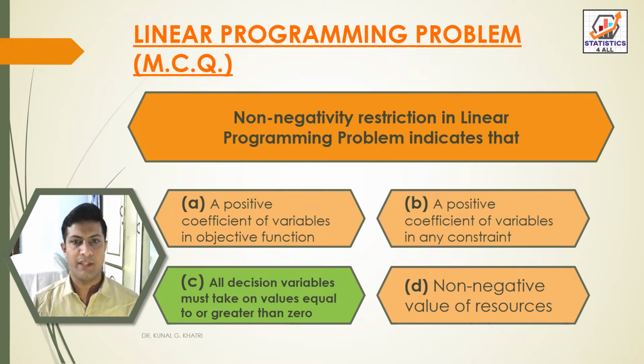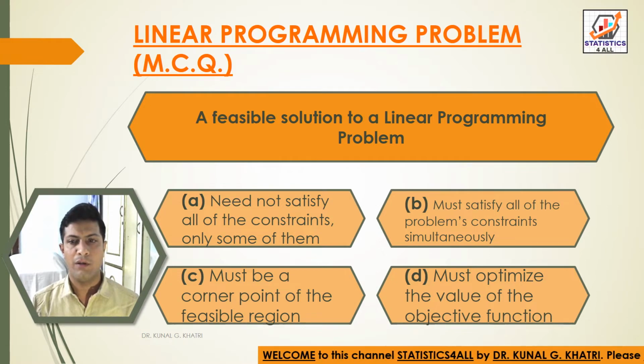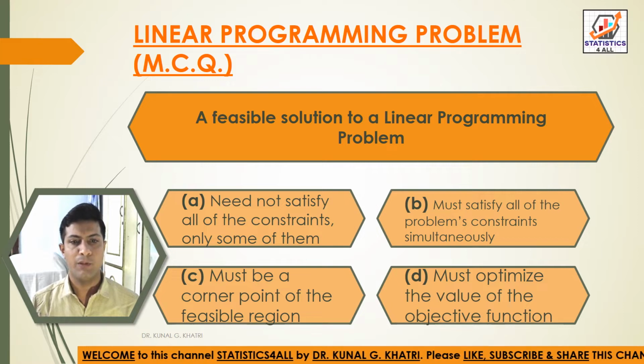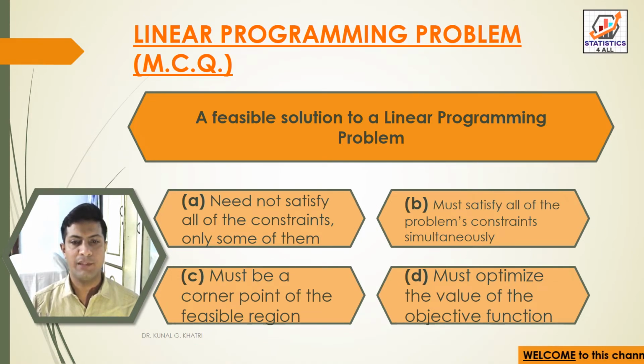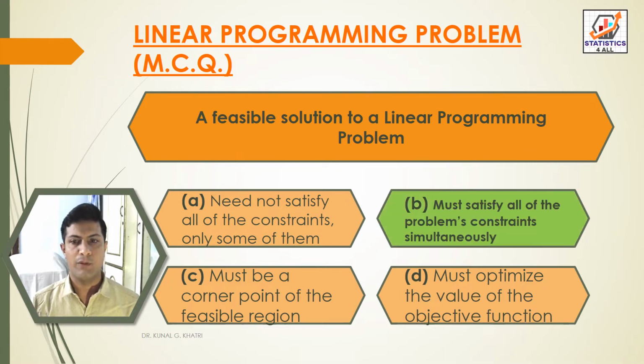Next question, a feasible solution to a linear programming problem. Option A, need not satisfy all of the constraints, only some of them. Option B, must satisfy all of the problem's constraints simultaneously. Option C, must be a corner point of the feasible region. Option D, must optimize the value of the objective function. So here we have answer option B, must satisfy all the problem's constraints simultaneously. A feasible solution to a linear programming problem must satisfy all of the problem's constraints simultaneously.